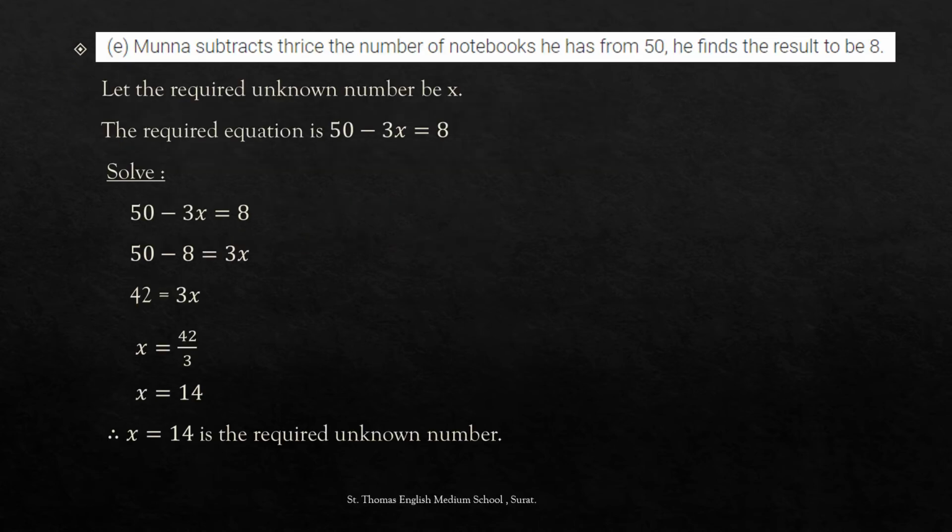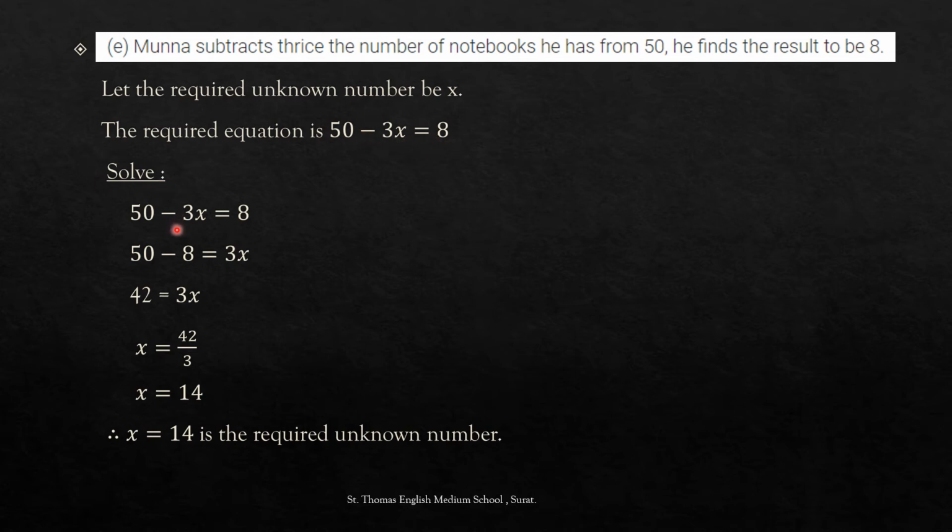Question number E. Munna subtracts thrice the number of notebooks he has from 50. He finds the result to be 8. So let the required unknown number be x. Now read the question. Subtract thrice the number of notebooks he has from 50. So what you have to do? You should write 50 first. So the required equation is 50. Subtract means minus sign. Thrice the number. Thrice means 3 and number is x. So we can write 3x, is equal to the result to be 8. Clear? The equation is 50 minus 3x is equal to 8.